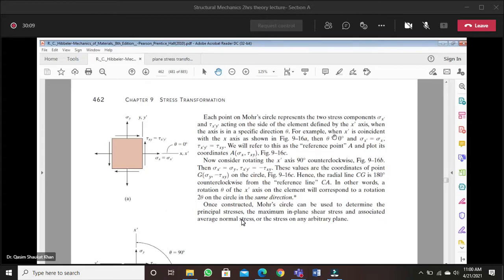So when the x dash axis is coincident with the x axis, then theta is 0. So when theta is 0, it means my sigma x dash will be the same as sigma x, and tau x dash y dash will be the same as tau x y. Everyone clear with this point? So this is our case 1 when the x dash axis is coincident with the x axis. ठीक है जी? Is this fine?